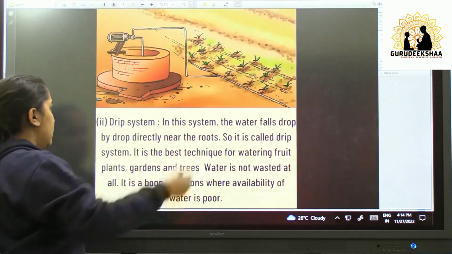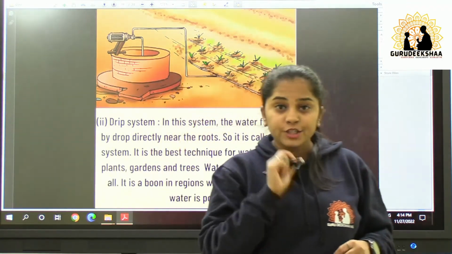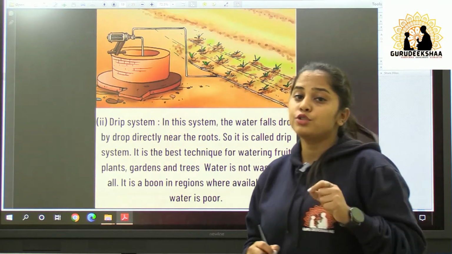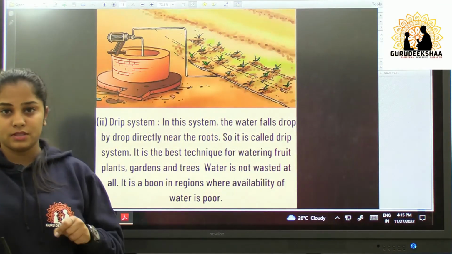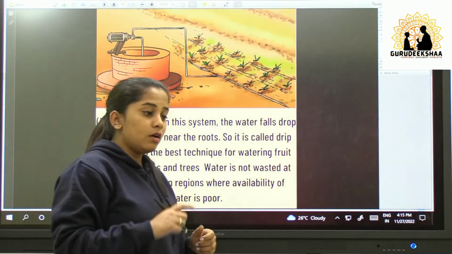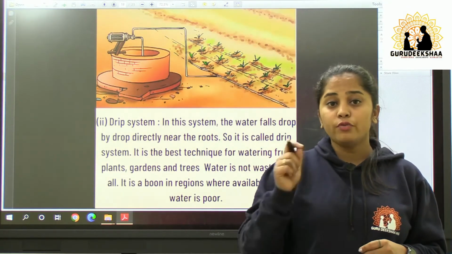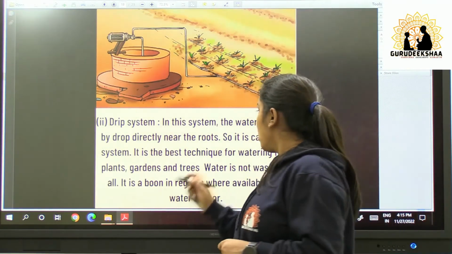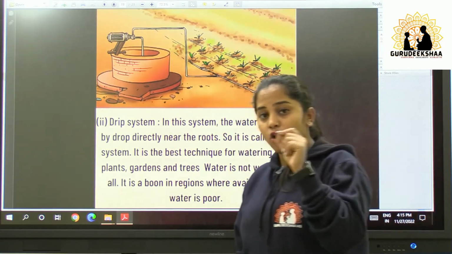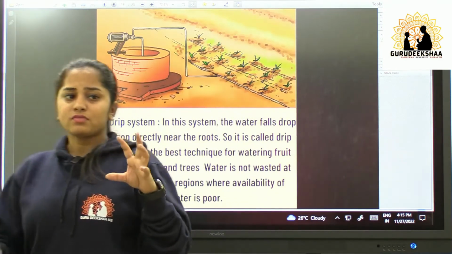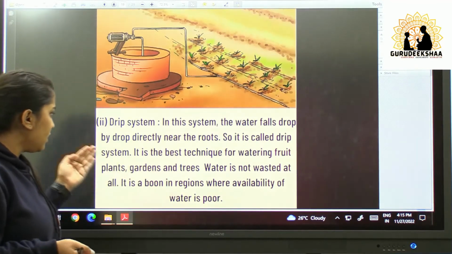So coming to the next, the drip system. We have seen drip irrigation is one of the most used systems in the production of plants by farmers. Drip irrigation saves more water and is also very good for the plants. It is a system where the water falls drop by drop, so there is no waste of water.